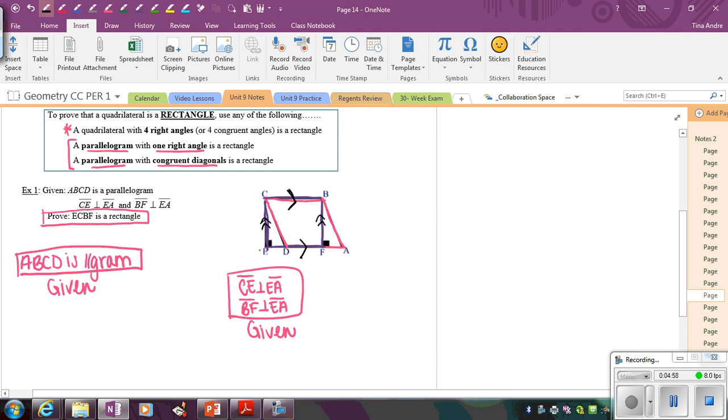So anytime that is the case, two lines that are perpendicular to the same line must be parallel to each other. So that's the quicker way of going about it. So really, I have everything I need. I just need to write it up.